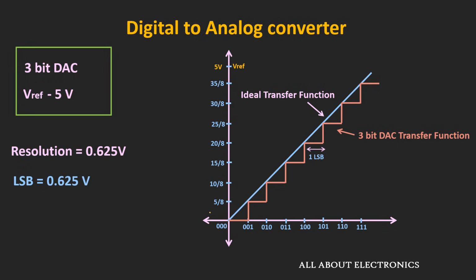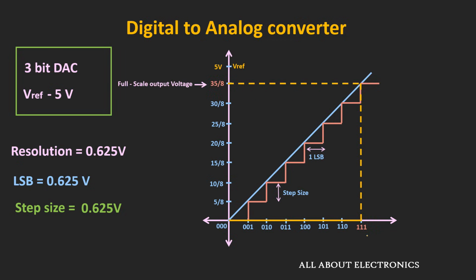Also if you see the step size, or the change in the voltage between the two codes, then it is equal to 5 by 8 volt. So from this we can say that the step size for the given DAC is equal to 0.625 volt. So whenever we go from the code 000 towards 111, then the output will change in steps of 5 by 8 volt. And the maximum output which we will get, corresponding to 111, is equal to 35 by 8 volt.